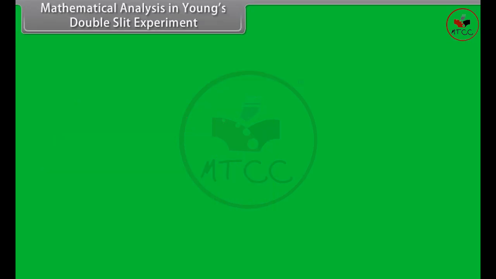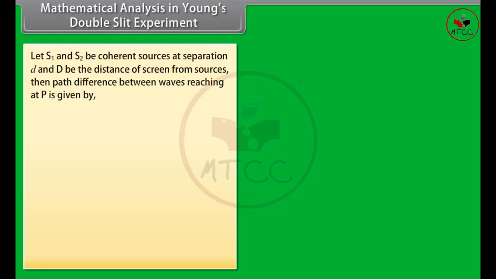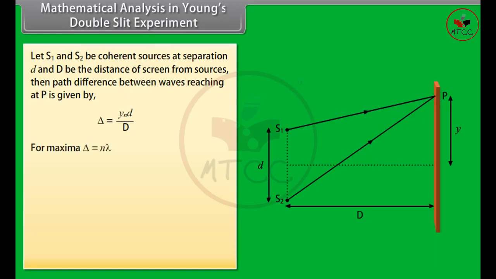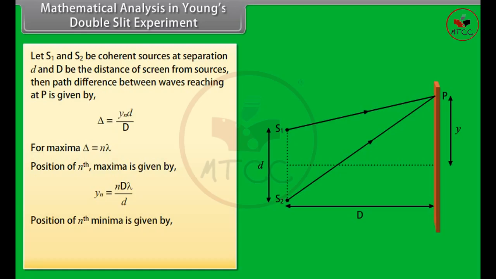Mathematical analysis in Young's double-slit experiment. Let S1 and S2 be coherent sources at separation d and capital D be the distance of screen from sources, then path difference between waves reaching at P is given by yn times d divided by capital D. For maxima, delta is equal to n lambda, and the position of nth maxima is given by n D lambda upon d. Position of nth minima is given by (n minus 1 upon 2) into D lambda upon d.